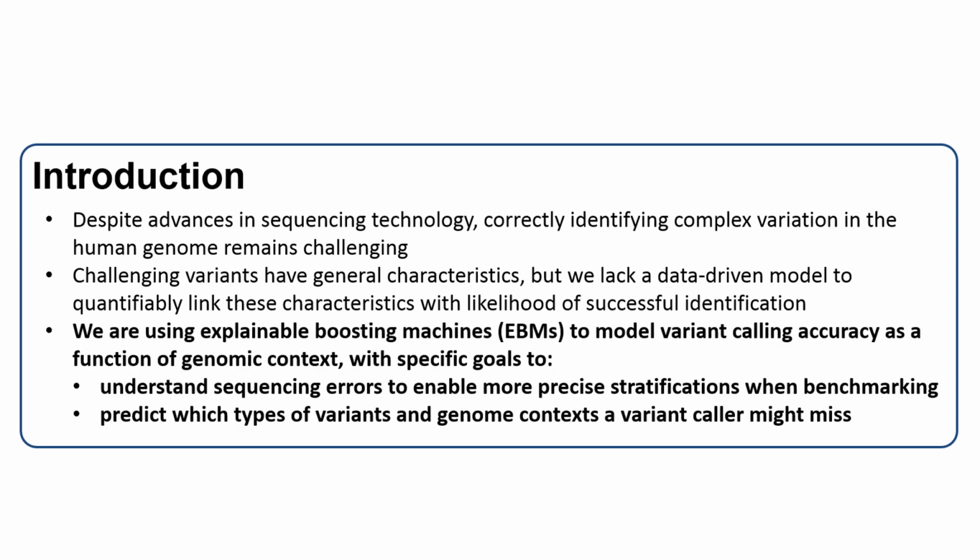We are using explainable boosting machines, or EBMs, to create models for variant calling accuracy that are human understandable. These interpretable models can be useful in understanding sequencing errors during benchmark creation, as well as when comparing variant calling pipelines in different genomic regions.